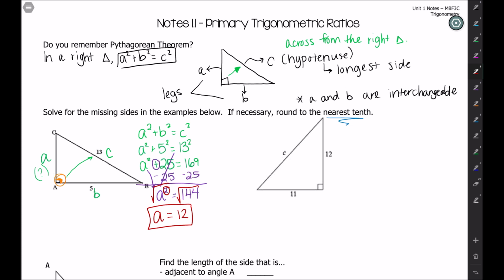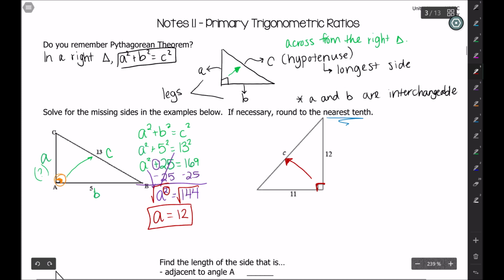All right, so taking a look at the next example, we know that this is our right angle, which means this has to be C. Of course, it's labeled C for us, but it's not always going to be labeled for us, so we need to know which one is which.